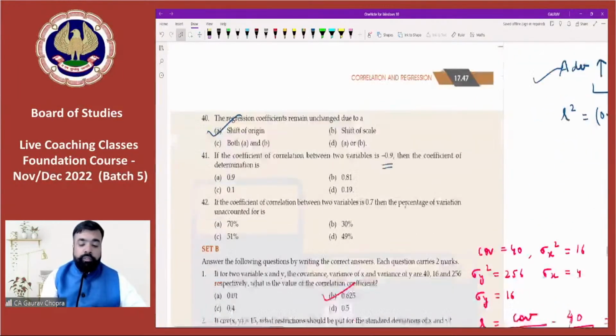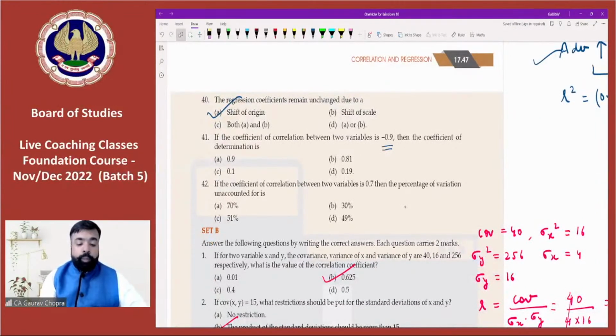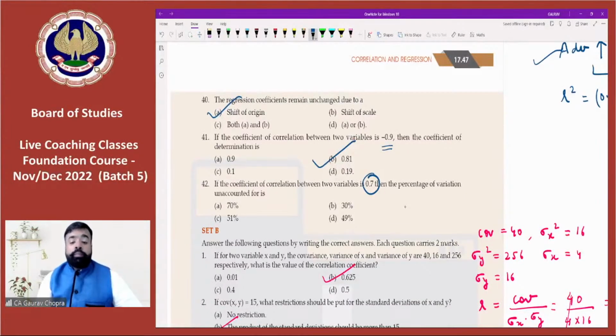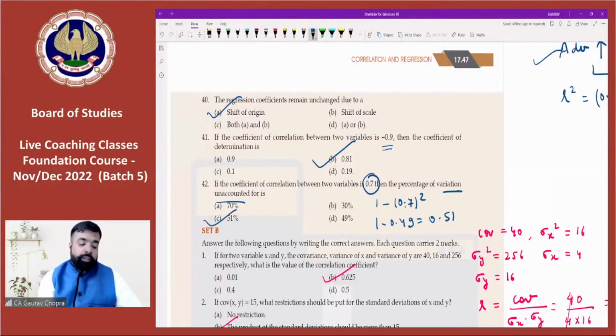So here in 41, the square of minus 0.9 will be 0.81. And then 42. The coefficient of correlation between two variables is 0.7. This is r. Find the percentage of variation unaccounted. That means we have to calculate non-determination. So 1 minus 0.7 squared. How much are we getting? 0.51. Option number C. Okay.